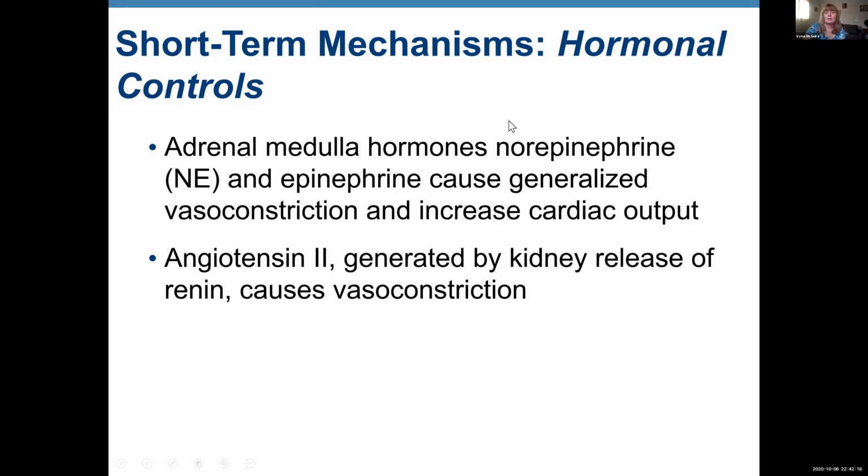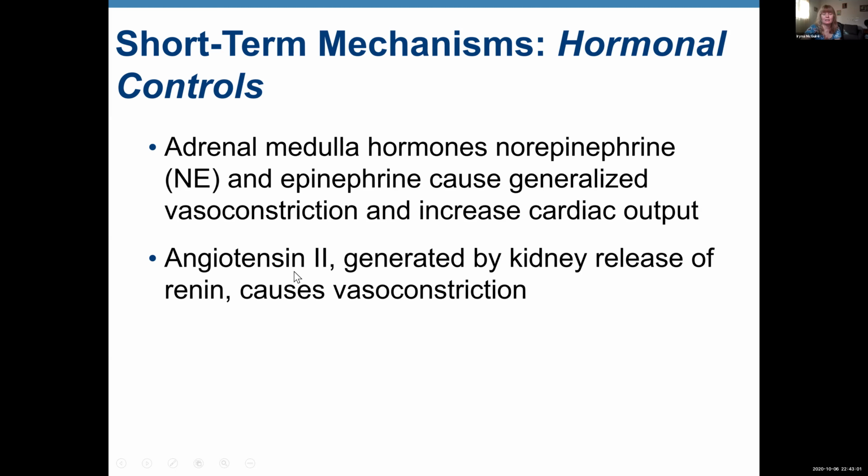Okay, that's it for short-term control mechanisms. We also have hormonal control, because before it was neural. We didn't describe any hormones being released, but we can also regulate blood pressure through the endocrine system. The adrenal medulla releases norepinephrine and epinephrine, and what they usually do is vasoconstrict blood vessels, so they cause vasoconstriction. They can also increase cardiac output.